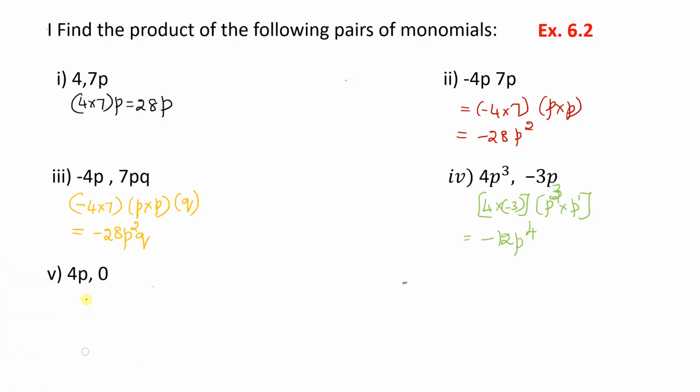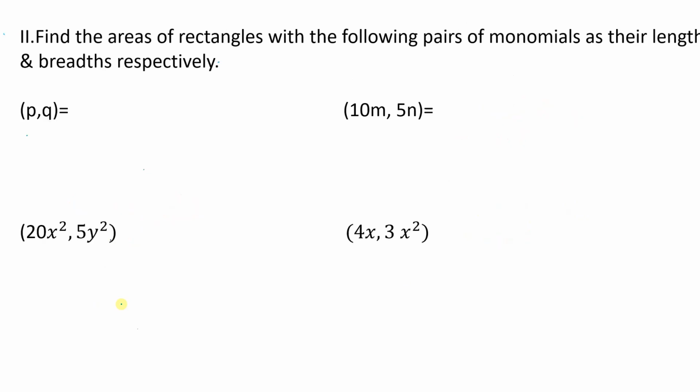Okay. Now let us consider 4p into q. You know that anything multiplied by 0 is 0 only. Is it clear, children? If you get any doubt, get back to me.